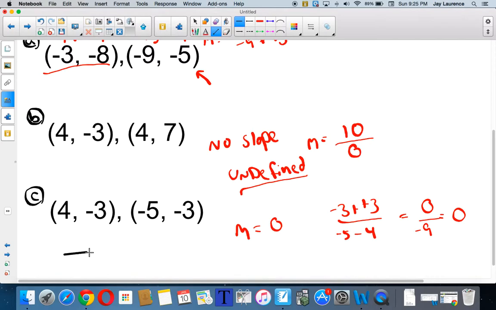If you plotted those 2 points and connected them, you'd get a horizontal line. On B, if you plotted the 2 and connected them, you'd get a vertical line. I know they don't have arrowheads, but I'm not going to get bent out of shape over it.